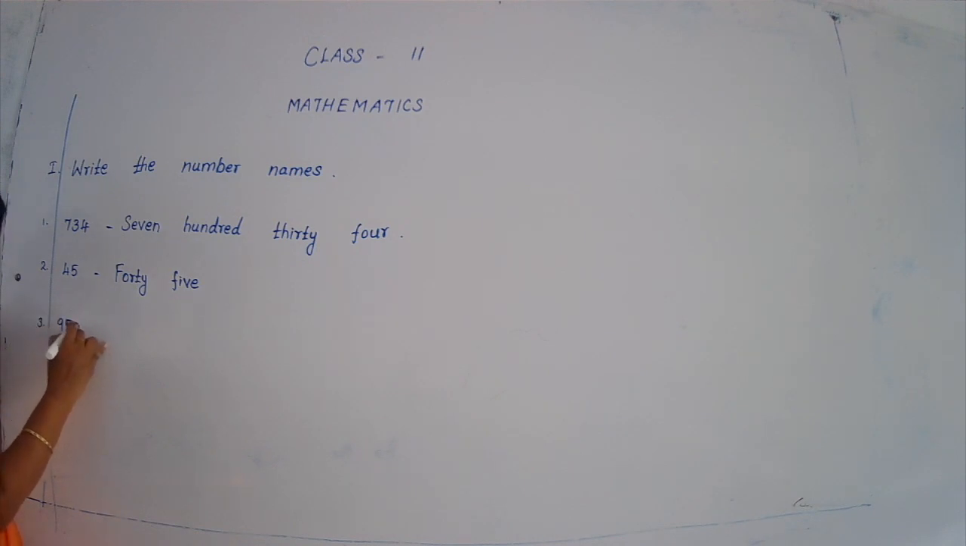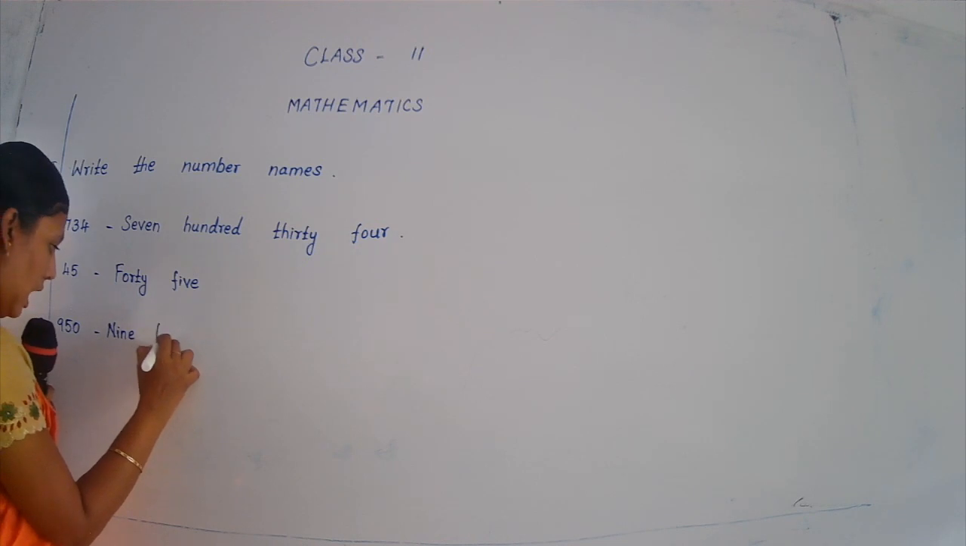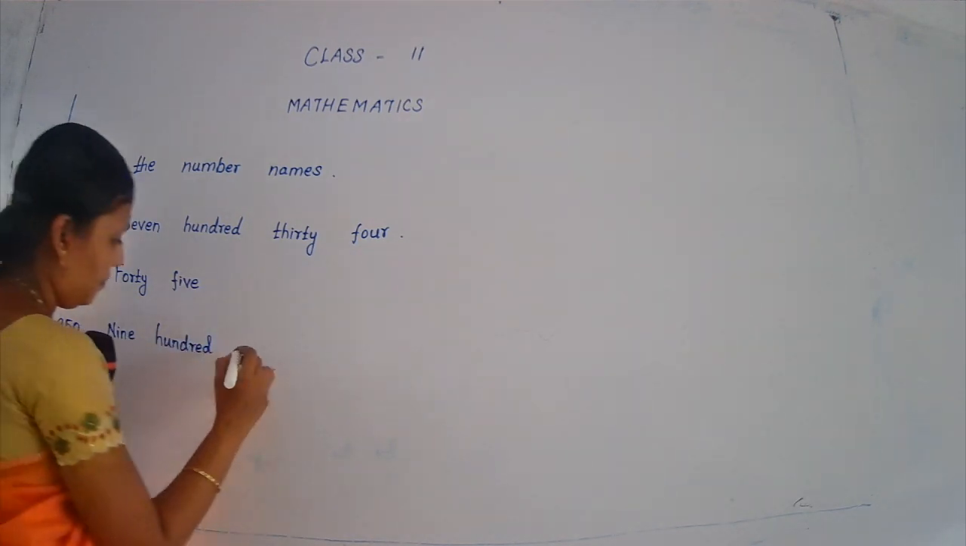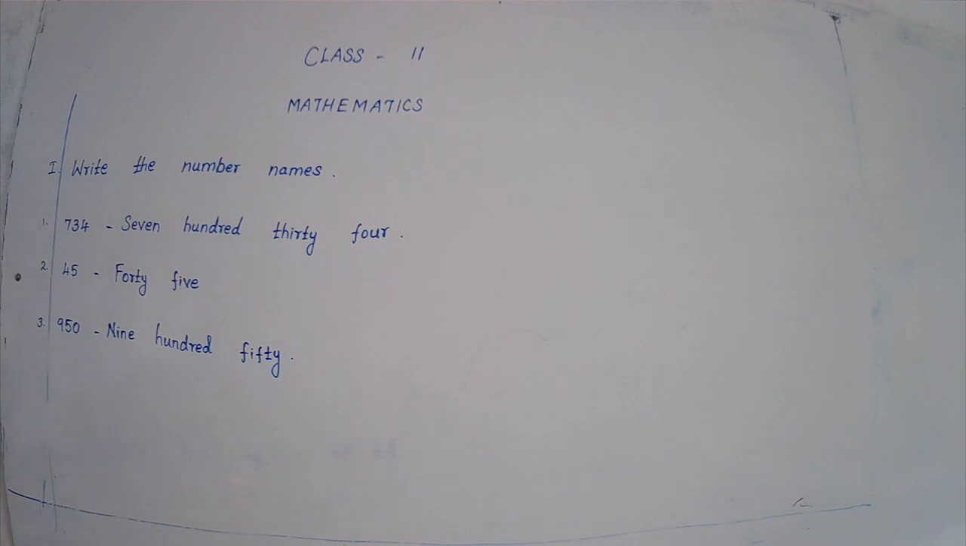Next, third one. What is this number? This is a 3-digit number. And this one, 950. Is this 50 or 15? 15 is called 15, and this is 50, which means 50. Say the spelling for 950. N I N E, 9, H U N D R E D, 900, F I F T Y, 50.